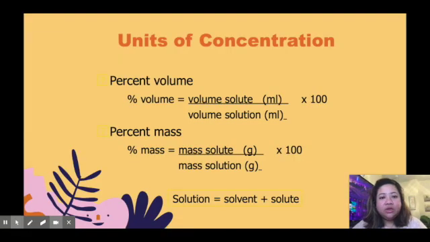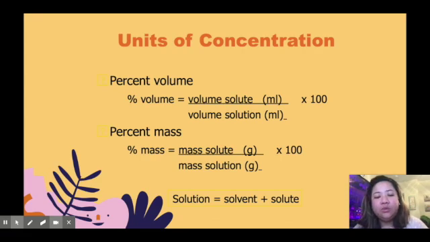Okay, now let's move on with the units of concentration. We're going to discuss the first two first, since they have the same formula, the percent by volume and percent by mass. The only difference is the unit of measurement. For the percent by volume, we're going to use, of course, the volume of the solute and the solvent. And for the percent by mass, we're going to use the mass of solute and the solvent.